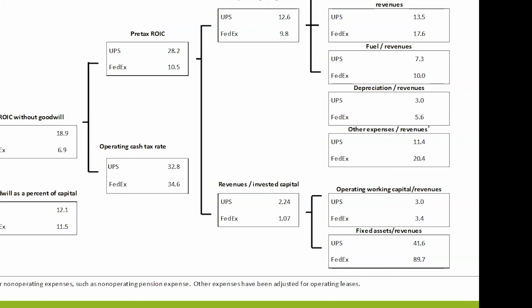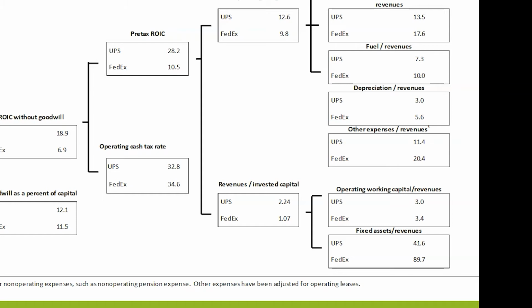So we look at this measure and we see a drastic difference for UPS versus FedEx. For every dollar of invested capital of assets, UPS is generating $2.24 in revenue, and FedEx is only generating $1.07, right? So two plus times more capital efficiency for UPS. And this is almost certainly what's driving the difference in return, or the majority of it. And so we want to look more deeply into this.